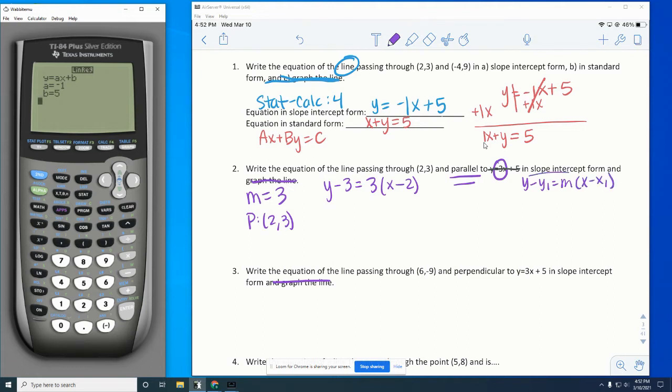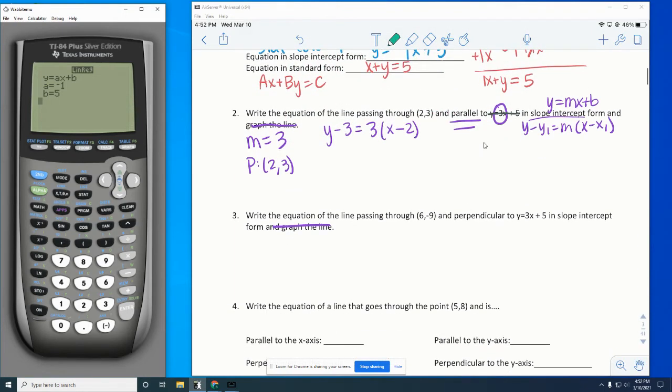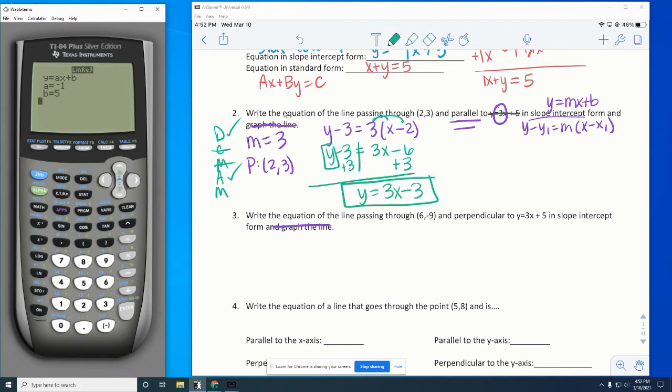And then they want it in slope-intercept form, which is y equals mx plus b, otherwise known as y by itself. So we're going to use "don't call me after midnight" to solve for y. I do need to distribute, so 3 times x and 3 times -2. And then y is over here by itself, so I do need to add 3 to the other side. So y equals 3x minus 3 would be my equation.